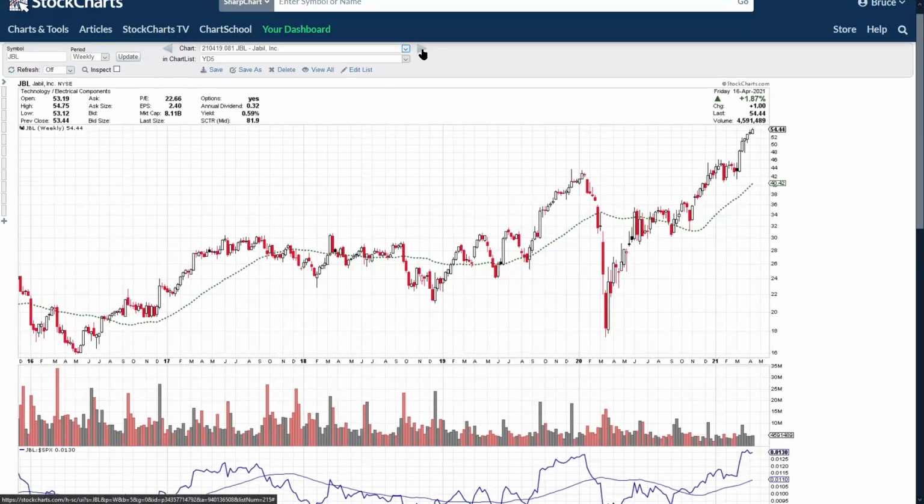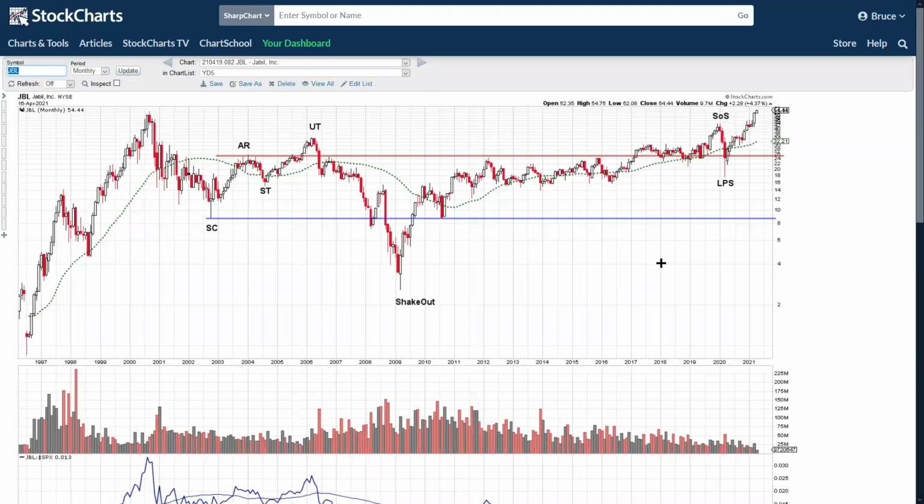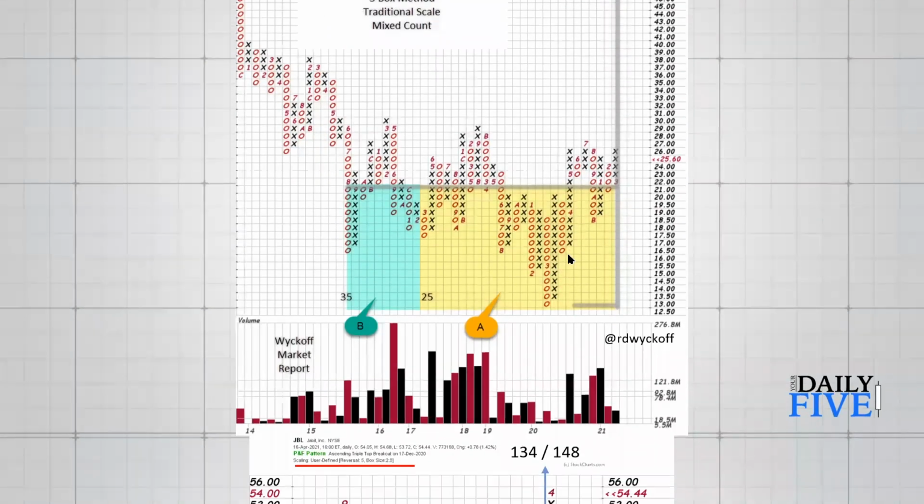Well, get this. Look at this picture. This is what we just looked at right here. This goes all the way back to 2002. This is a very, very large campaign structure, which is so interesting, pushing up against prior highs at the large resistance area defined by the 2000 peak. This is really interesting. And let's look at the point and figure.